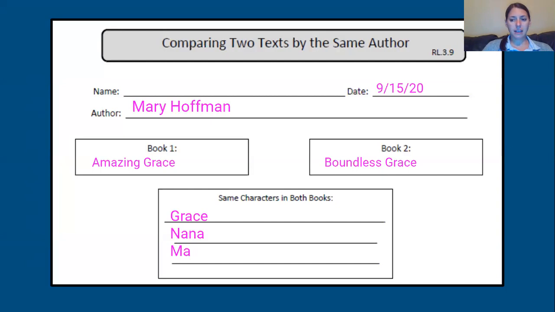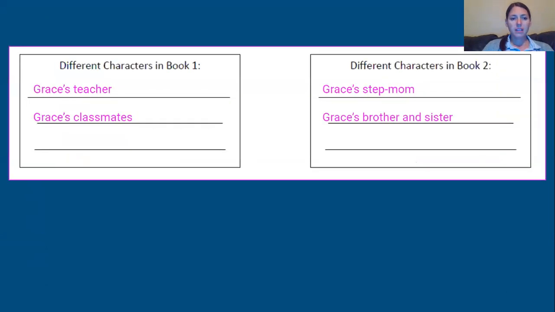were Grace, Nana, and Ma. Different characters in book 1 were Grace's teacher and Grace's classmates. Different characters in book 2, which was Boundless Grace, were Grace's stepmom and Grace's brother and sister.